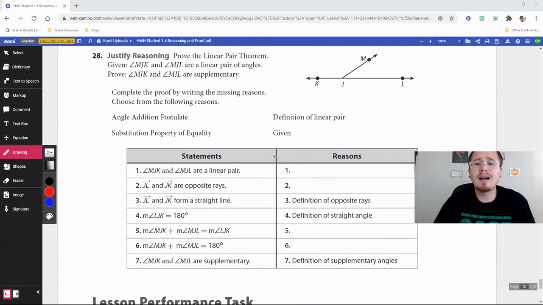This is a 2-column proof. That's really common. We'll use them, but a proof doesn't have to be super formal. I think that's something that I want you guys to know.